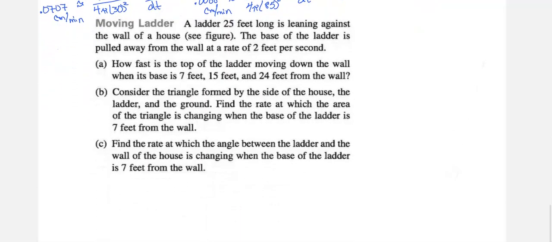And then let's look at the ladder problem. A ladder 25 feet long is leaning against the wall of a house. So let's draw a picture. Here's my house. Here's my ladder. The ladder is 25 feet long, and that ladder is going to stay the same length. The base of the ladder is pulled away from the wall at a rate of 2 feet per second. So dx over dt, if we're pulling it away, we're pulling it in a positive direction. So this is going to be a positive 2 feet per second.